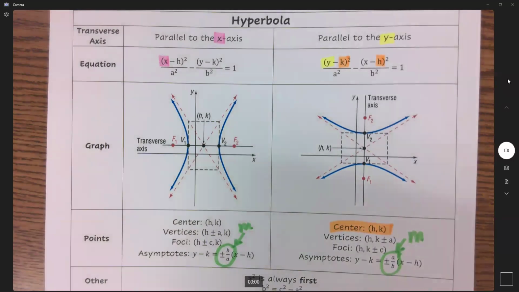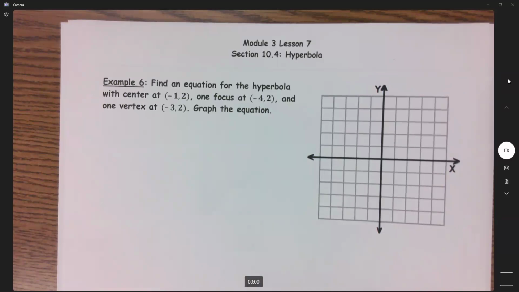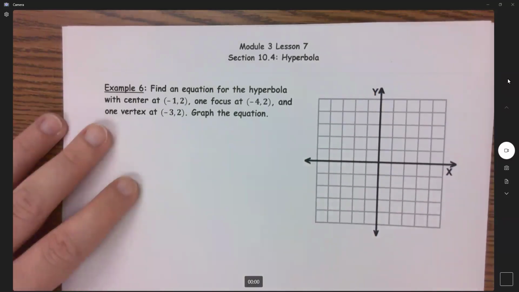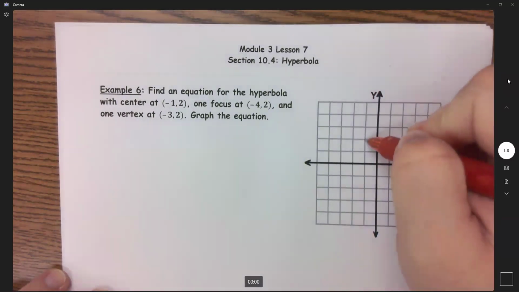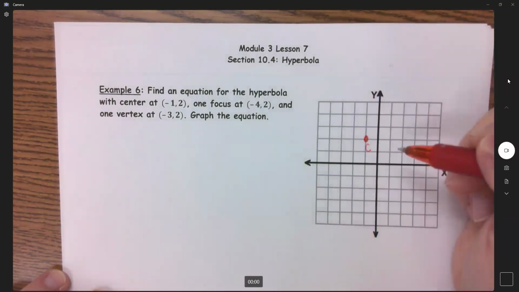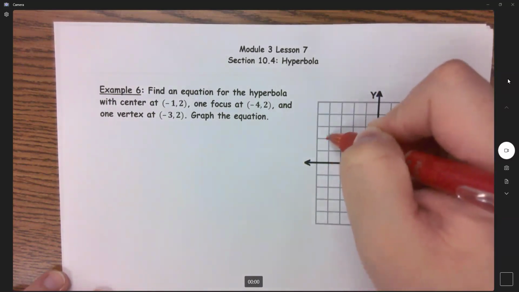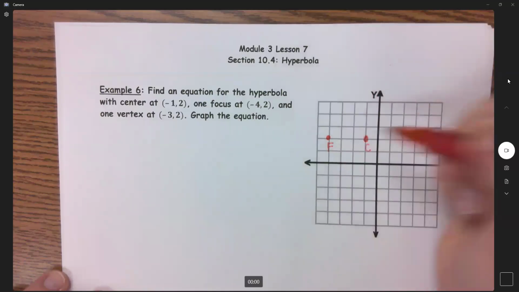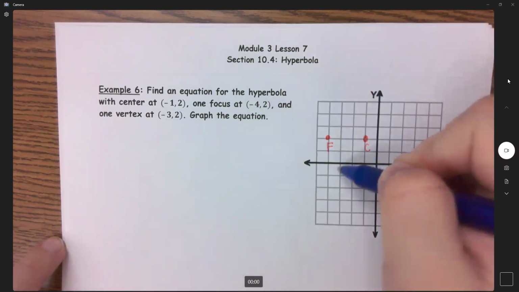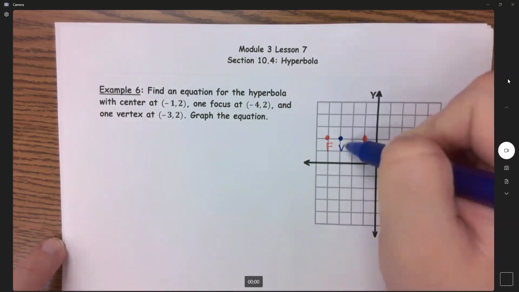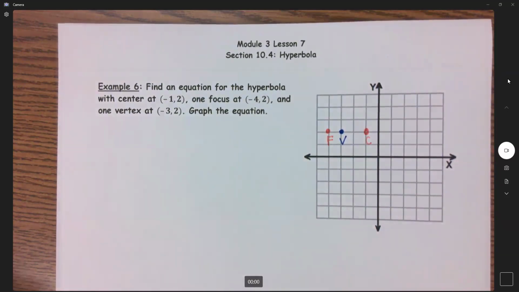Okay, so let's try applying this. Plot these as we go. Find the equation of the hyperbola with a center at (-1, 2), one focus at (4, 2), and a vertex at (-3, 2). Okay, so three points. Let's find that equation.